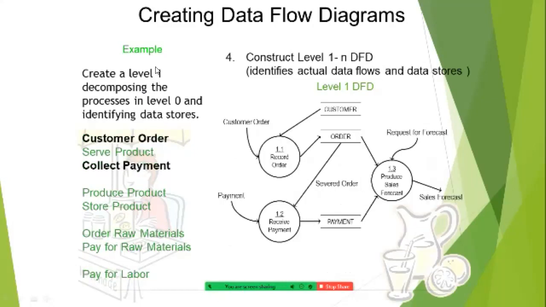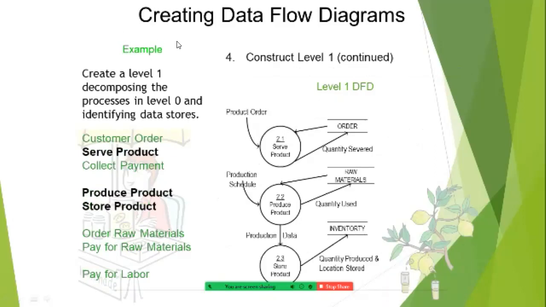In the fourth stage, that is construct level 1 DFD, identify actual data flows and data stores. Here the example is to create a level 1 diagram decomposing the processes in level 0 and identifying data stores. Customer order, serve product, collect payment, produce product, store product, order raw material, pay for raw material and pay for labor.